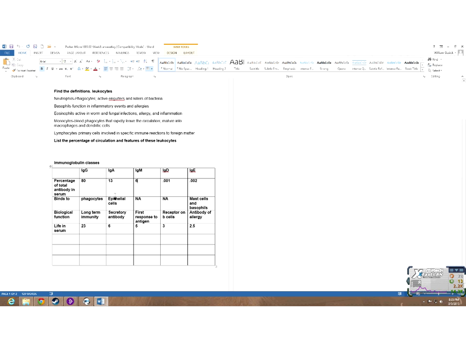So the key here is to look at, for IgG, definitely know about this one right here that I'm highlighting. Very important one to understand. Know that it makes up the largest percentage of your total antibodies in serum. Know that it binds to your phagocytes. It's a long-term immunity, and its life in the serum is 23 days.